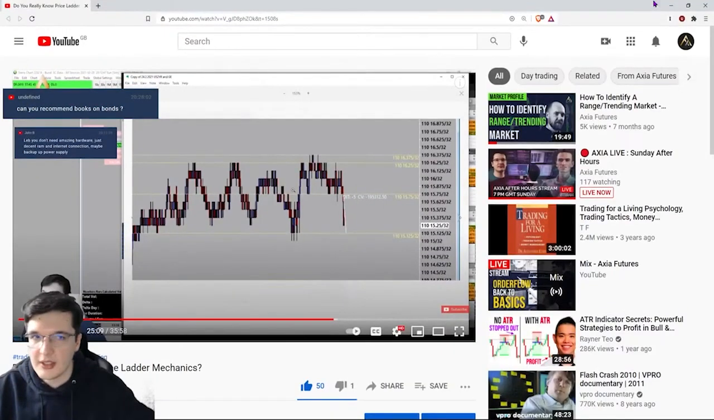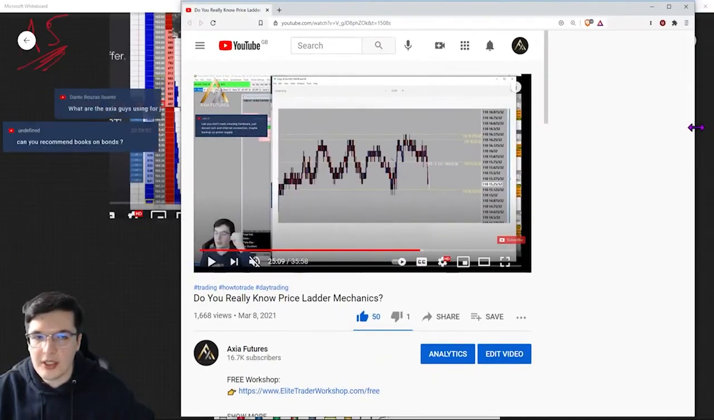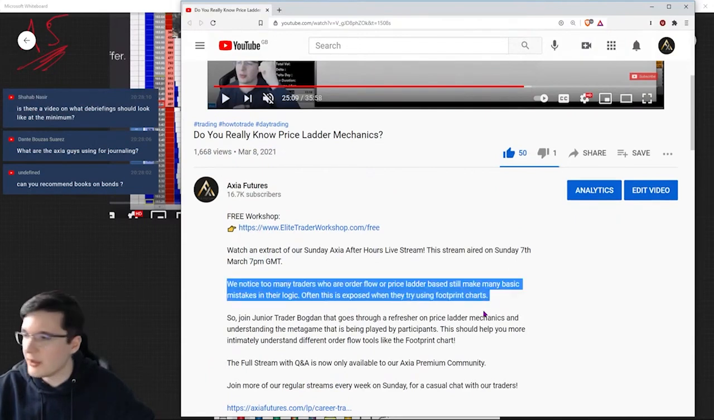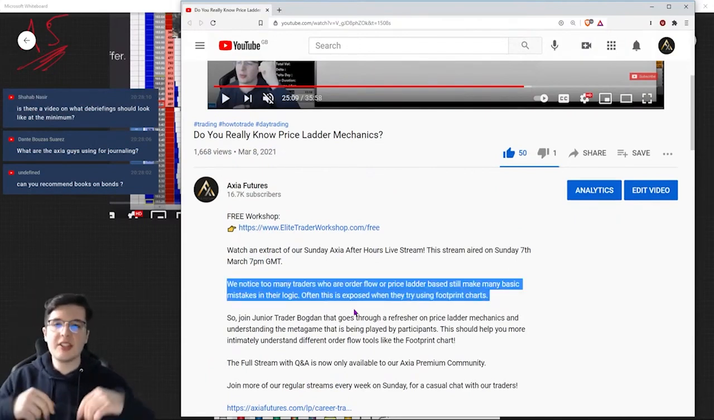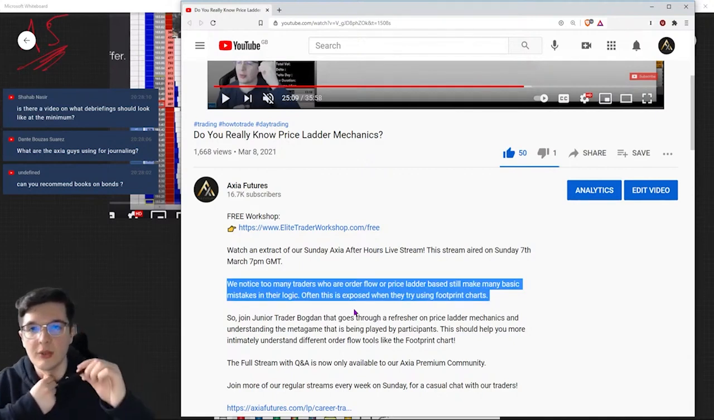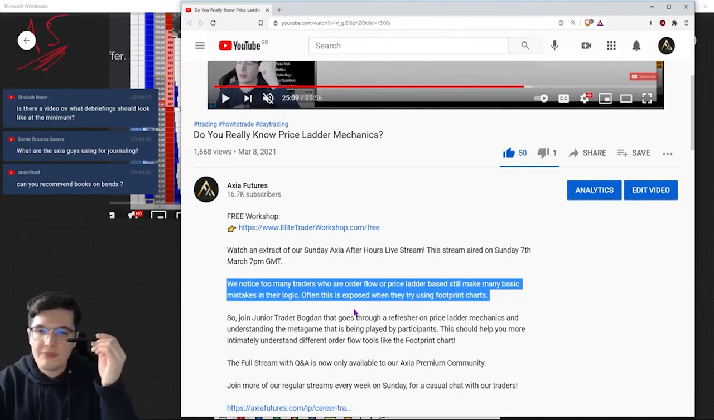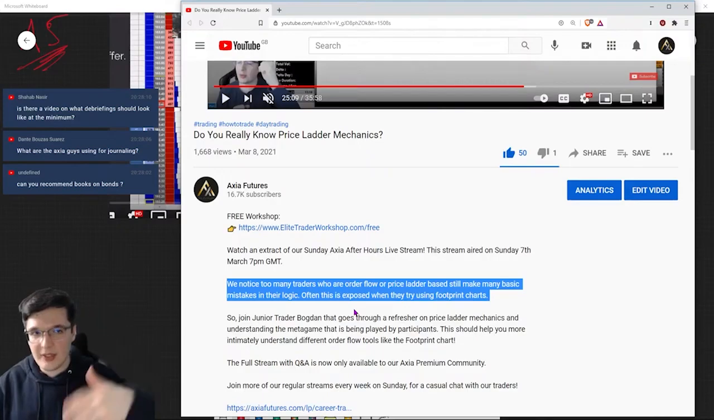I'll tell you why I bring this up, guys, because there are a lot of new guys who come in, and there are too many people who say they're order flow traders or price ladder traders. But when they start using footprint charts, it really tests your fundamental mechanics on the price ladder, and it's obvious by not understanding the footprint that they actually don't understand the price ladder. When people use the footprint first and don't get the price ladder, it will never make sense to you. But if you know your price ladder inside out, you know the mechanics, you know the auction process, the market auction theory, and everything.